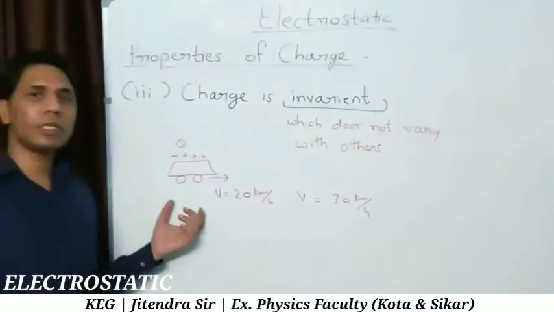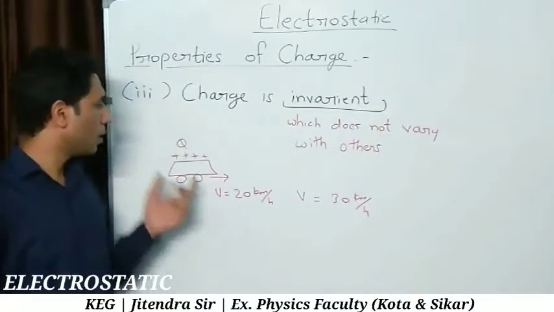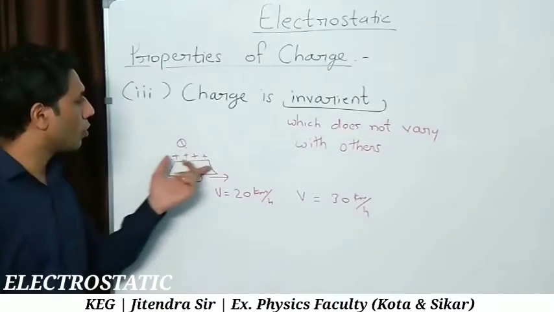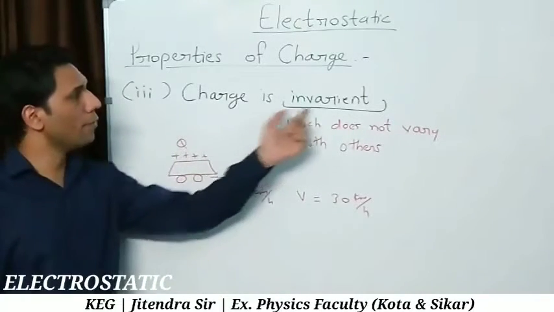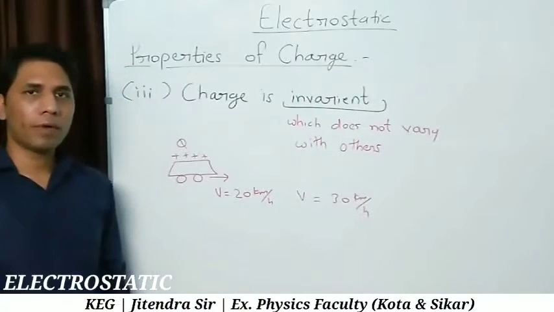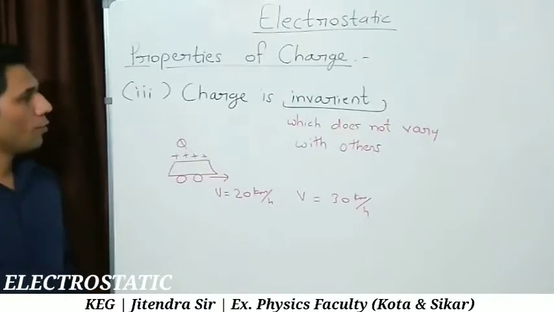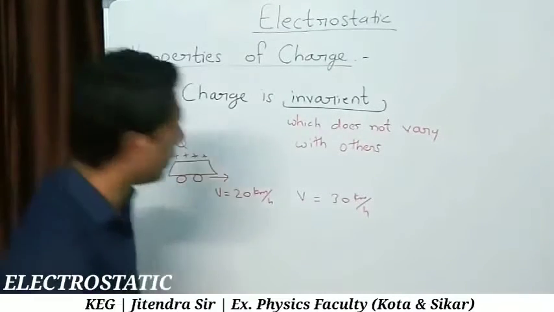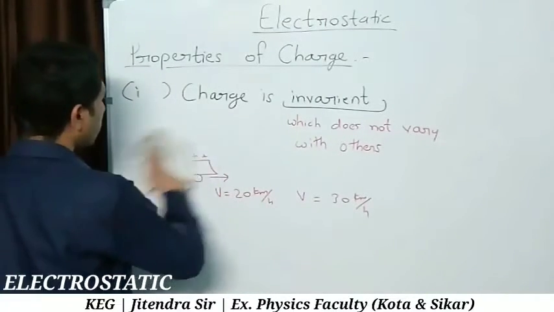Then, in this condition, the velocity is going to be changed, but the charge value is not going to be changed. It will not change. So it is invariant with others. Is it clear? What is the property of charge of invariant? So we are going to our next step. Fourth property of charge.